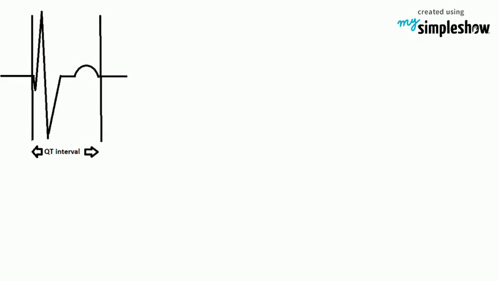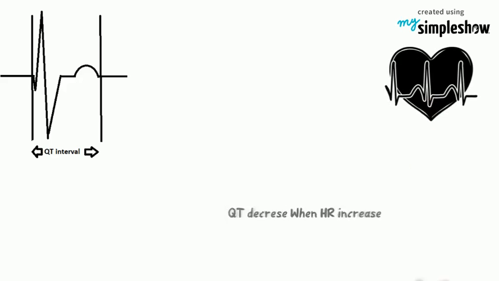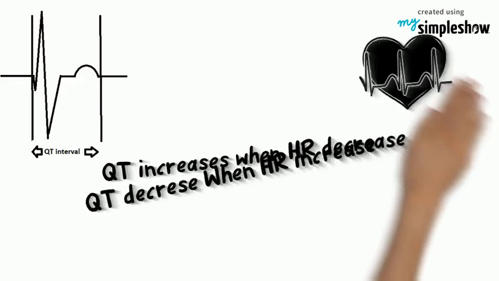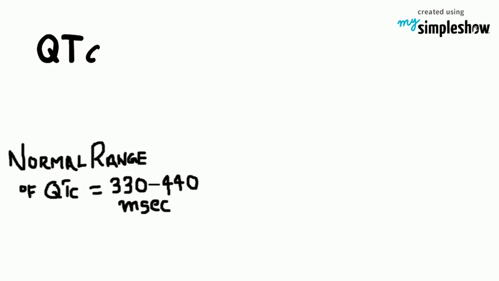The QT interval is the interval between the beginning of the Q wave to the end of the T wave. Normal duration is 0.40 to 0.43 seconds. The QT interval varies with heart rate, that is, the QT interval is inversely proportional to heart rate. Due to this, the QTc was introduced, a widely used one being the Bazett formula.